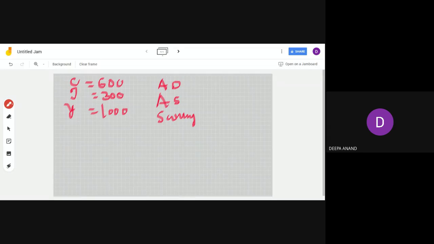So you know the formula of aggregate demand. What is AD? AD is equal to C plus I. What is the formula for AS? Aggregate supply is equal to Y. Aggregate supply is equal to national income. So AS is equal to Y.